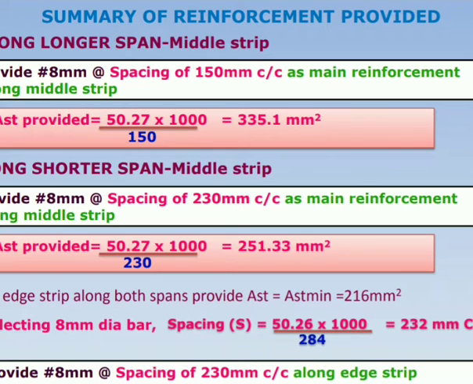I think again I have made a mistake. The 150 mm steel should be along the shorter span because it is more, and the second one should be along the longer span. Please excuse me, make a note of it. First is the shorter span middle strip, then the second one is the longer span middle strip, because the shorter span is bending more than the longer span.